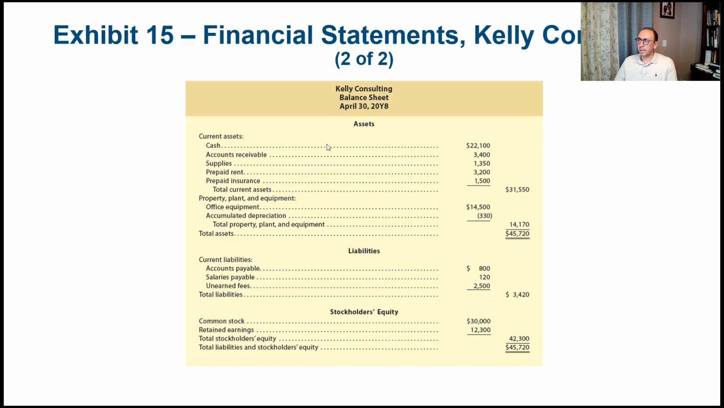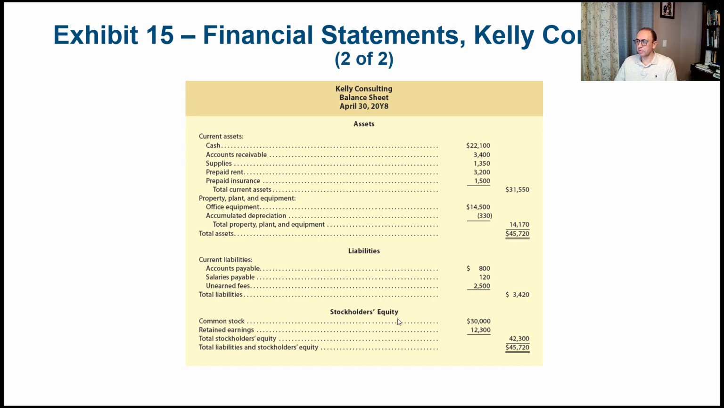Then the balance sheet consisting of assets, liabilities, and equity. And remember, assets are divided into current assets and property, plant, and equipment. One thing to remember is that accumulated depreciation is typically shown under assets, but it's deducted from its related assets. So in this case we have office equipment for $14,500. We subtract from it the accumulated depreciation of $330, and the balance for the office equipment would be $14,170, which is the only property, plant, and equipment in this case.